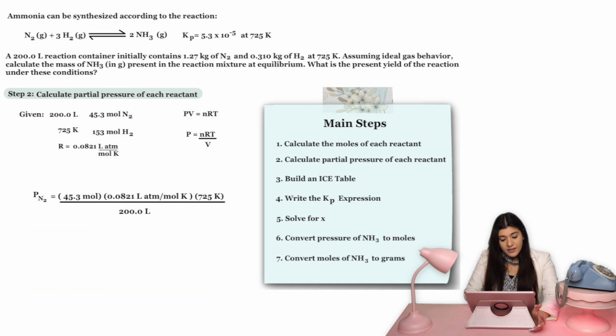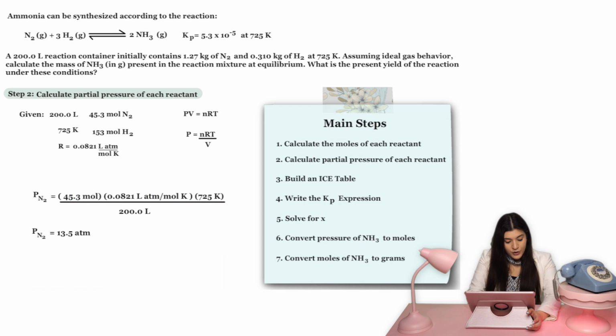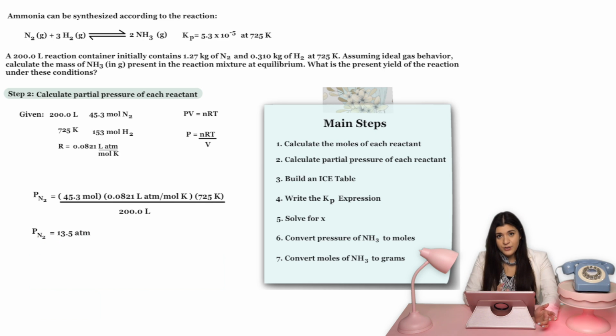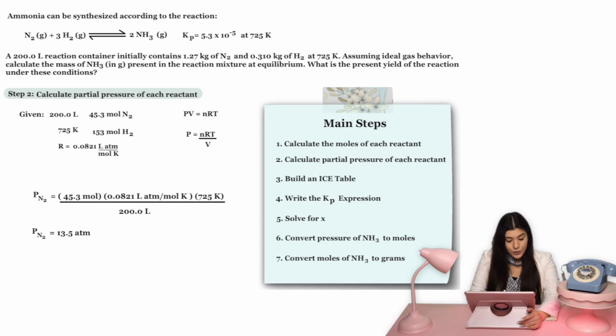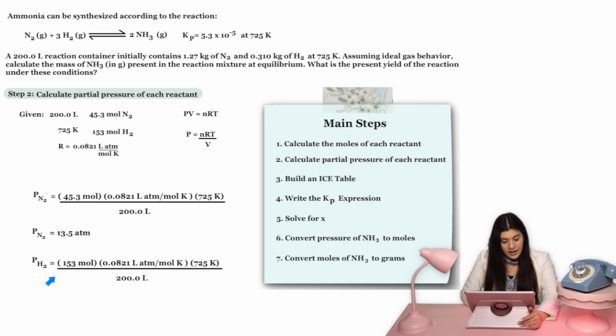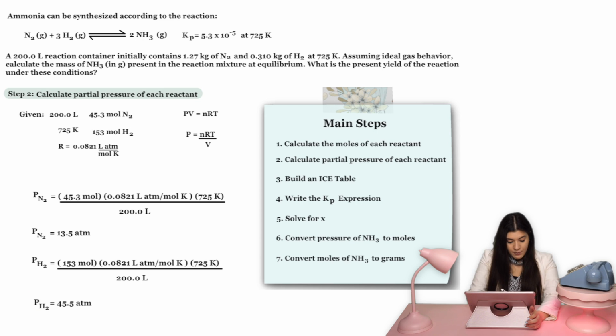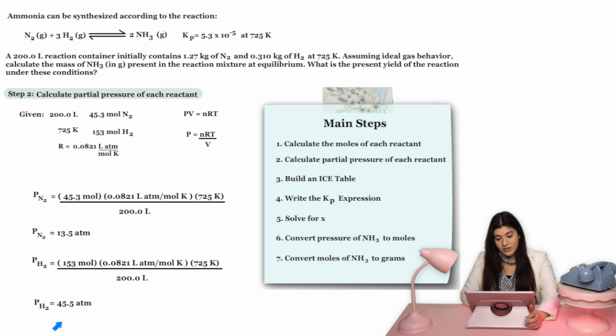When we do all this math, so multiply straight across and then divide by that 200, we would get the partial pressure of N2. We'll do this exact same concept to find the second reactant's partial pressure. So I'll plug everything in. Now I'm going to plug in the amount of moles we found in part 1 for H2, multiply straight across, divide by 200, and we would get this as our partial pressure. So far, steps 1 and 2 are complete.